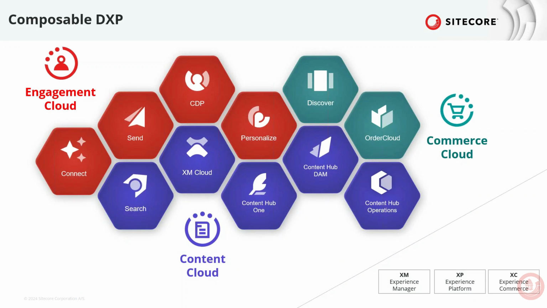We have divided all the products that we offer today into 3 different clouds, and Sitecore Search is one of these blue hexagons that you see. We call them Content Cloud, because search is primarily going to be used for content websites. There is Discover as well on the top, which will be rebranded as Search for Commerce, and that will be used for commerce websites where you will have the ability to search for products and things like that.